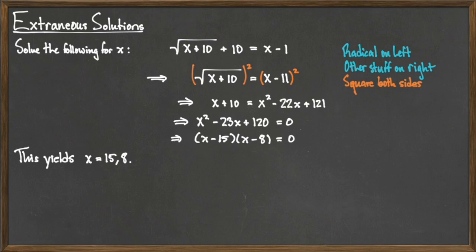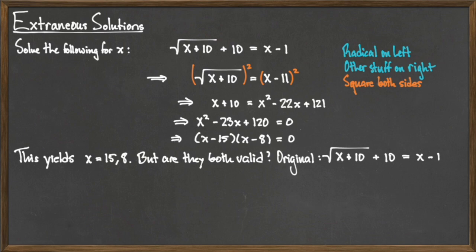And when I add those numbers together, I get negative 23 as a result. And using the zero product property, I get the solutions of x equals 15 and x equals 8. But we need to check that both of these solutions are valid. I do so by plugging them into the original equation and seeing if I get a true statement.